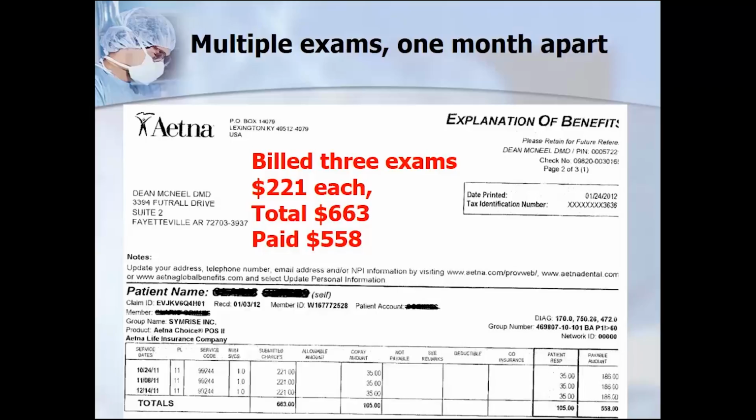The second example shows how multiple exams, no matter how far apart or how close together they are, all paid equally. This is an example from Aetna. 3 exams billed out within a very short time period, about 6 weeks, 3 exams, all were paid.